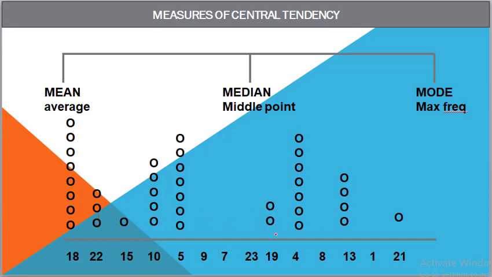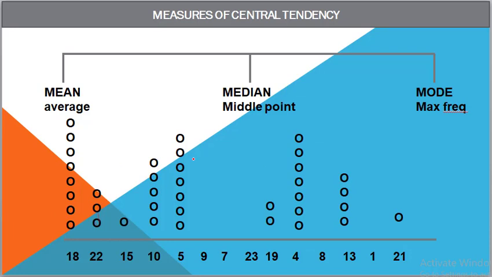23 also has no occurrence. 19 is 2 times. 4 is again 7 times. 8 has no occurrence. 13 is 4 times. 1 has no occurrence. And 21 has occurred 1 time. So you have to calculate the mean of this particular data set, right? Altogether in the data set there are 38 numbers. If you sum the frequencies, you will find that there are 38 numbers in total.